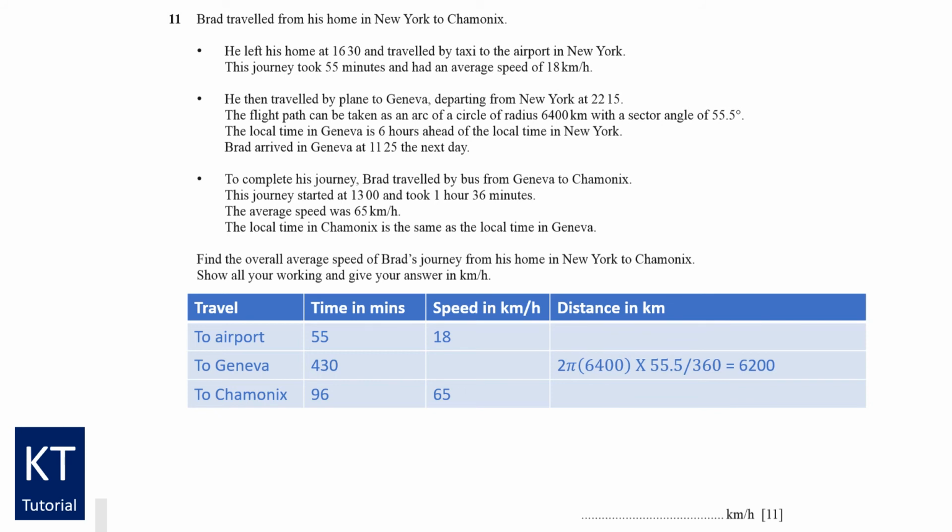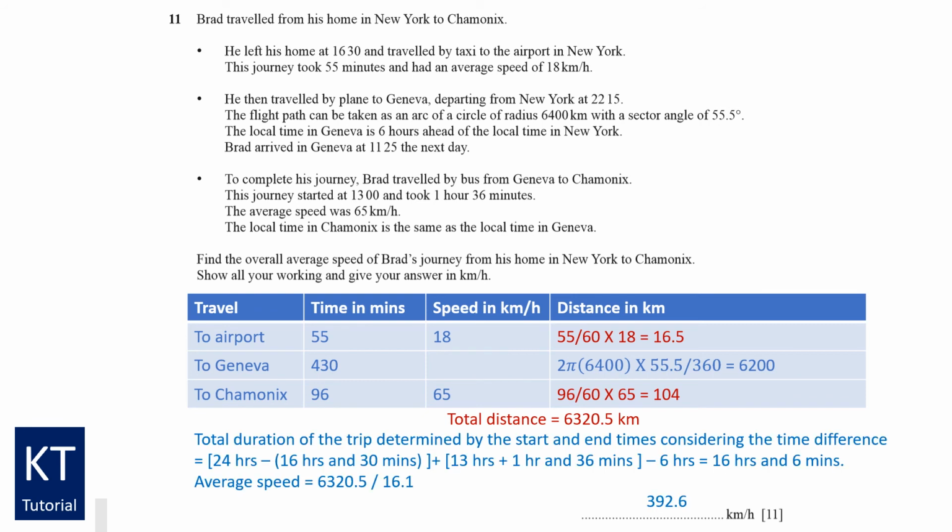Next, we complete the distance in km column of the table for Brett's travel to the airport and to Chamonix to identify the total distance he has traveled, followed by the total duration of Brett's trip as determined by the start and end times considering the time difference. The average speed is simply the total distance divided by this total duration.